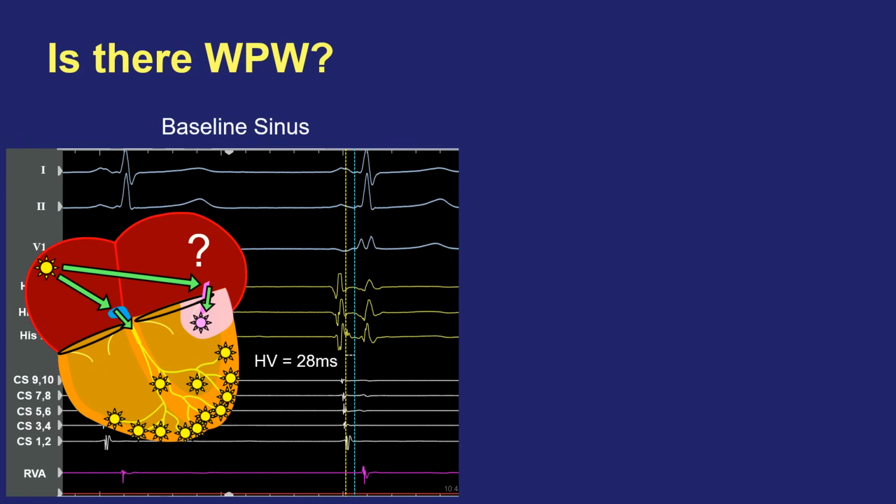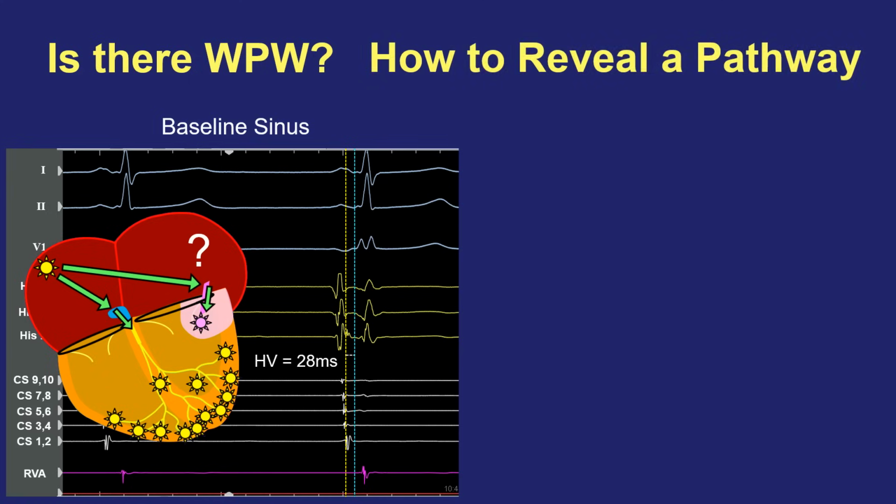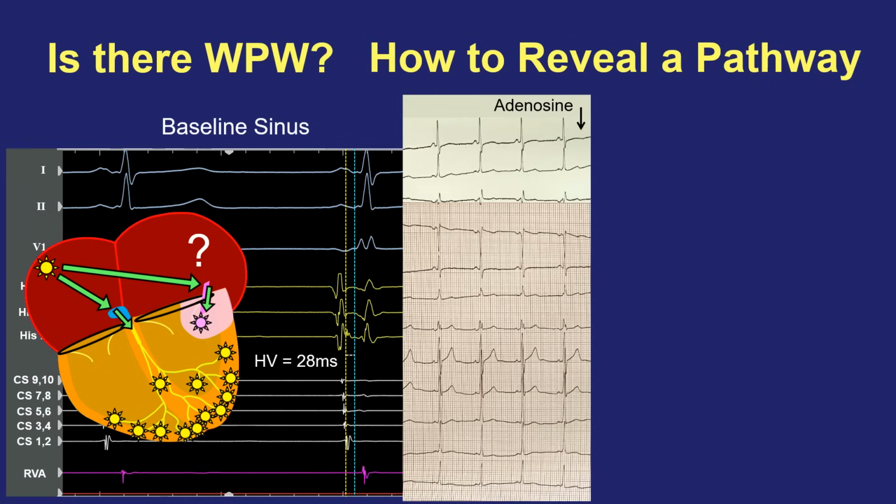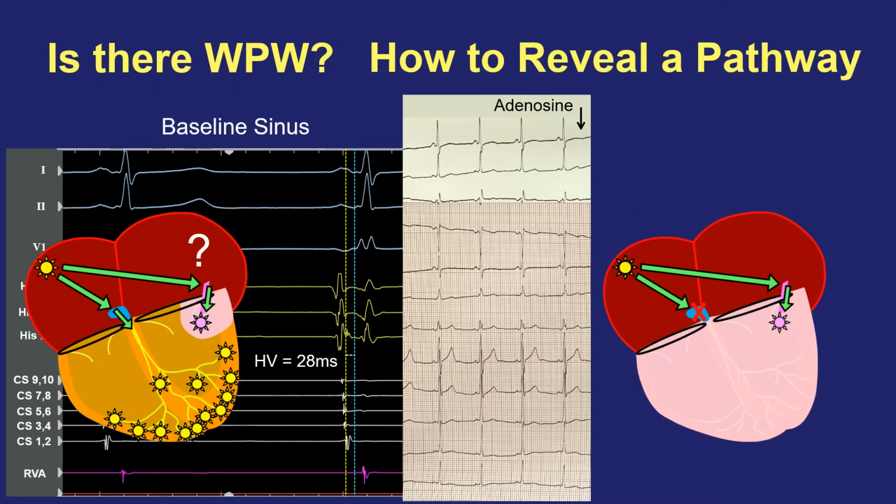Well, there are ways to figure this out. How do you reveal whether a mildly short HV interval and a mildly abnormal beginning of the QRS reflects just a variation of normal, or whether there truly is an accessory pathway? One way to do it is to disable temporarily the AV node by giving adenosine. And what you're going to be doing here is, if you block the AV node completely, then you're going to exclusively allow conduction over the accessory pathway.